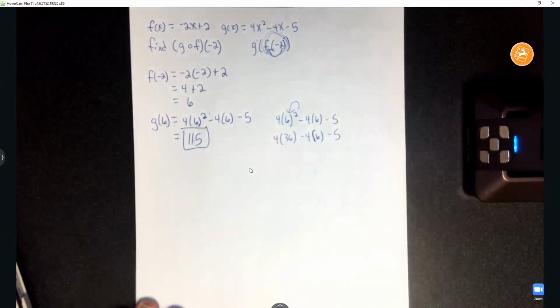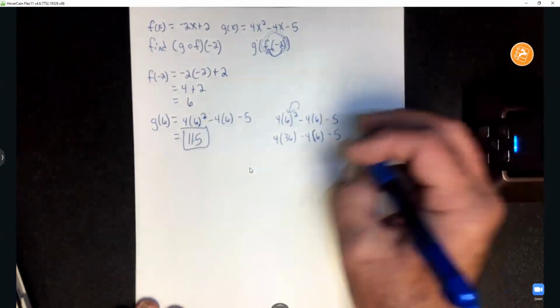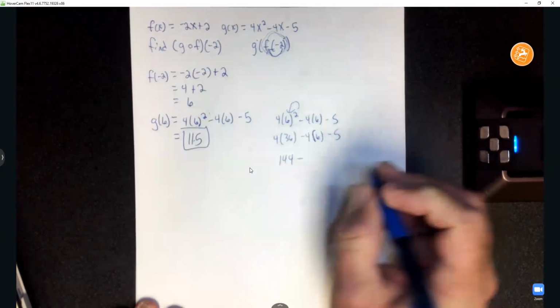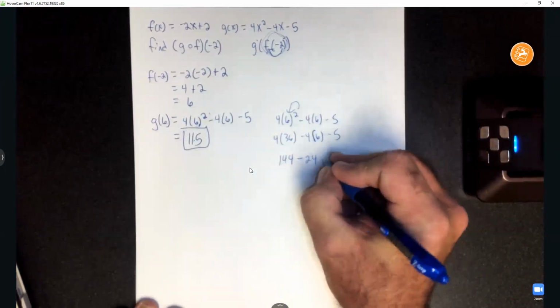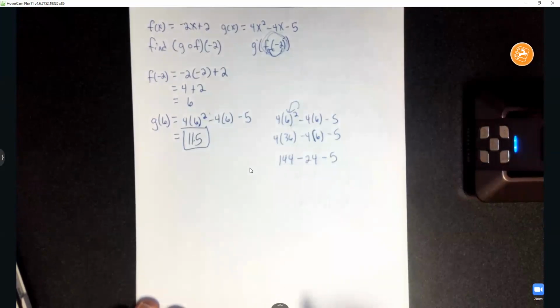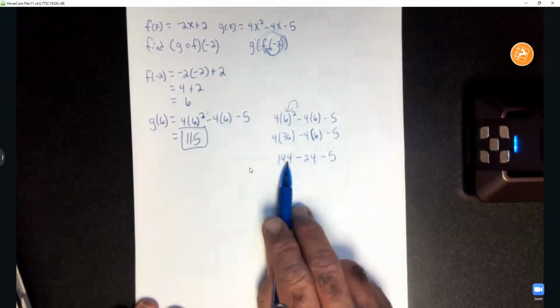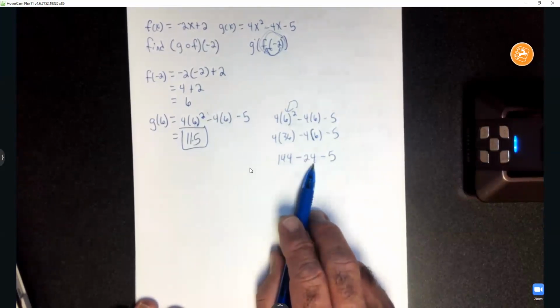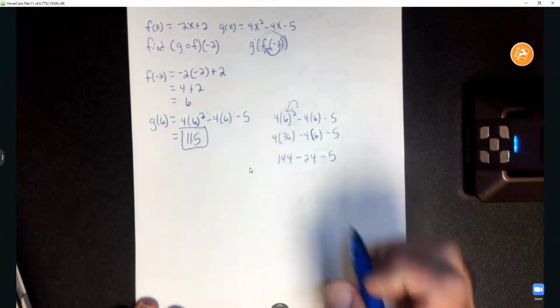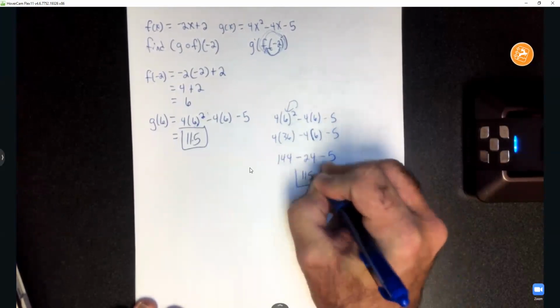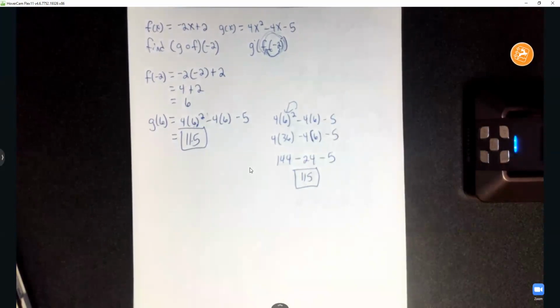Then I would multiply. So let's see. So 4 times 36 is 144. Minus 4 times 6 is 24. Minus 5. All right, so let's see. 144 minus 24 is 120. 120 minus 5 is 115. So y'all, either way you do that, you're going to get that 115, okay?